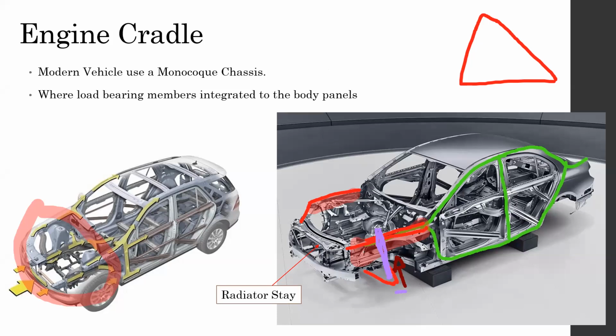So this top mount has to be supported. It is having support from this particular bar, in triangulation. This additional triangulation from manufacturing is provided by this bar, which is known as the radiator strip. So it supports the radiator as well as these two suspension components.